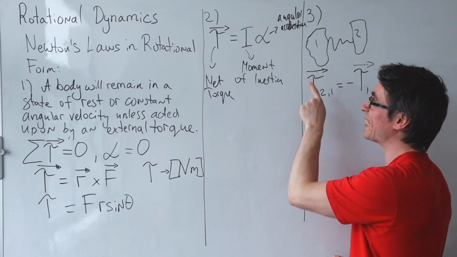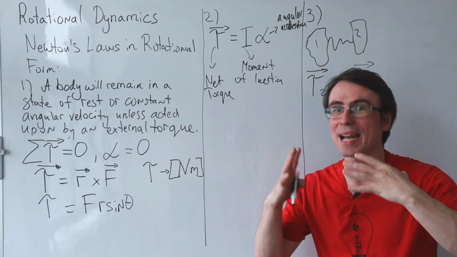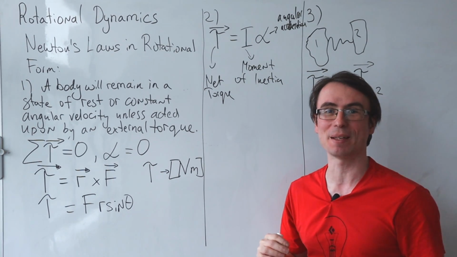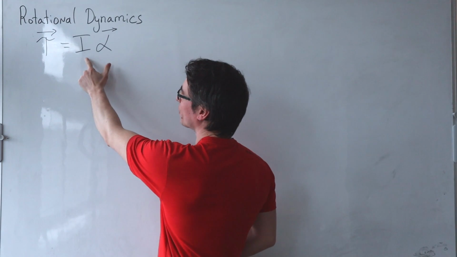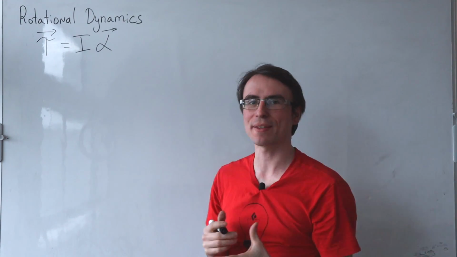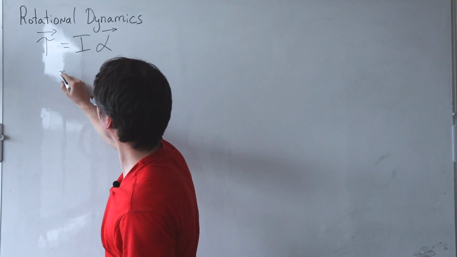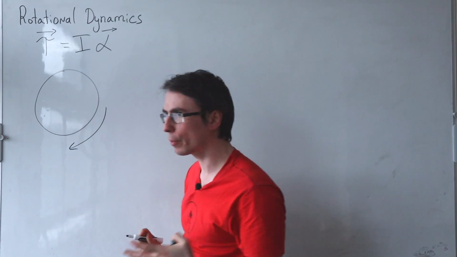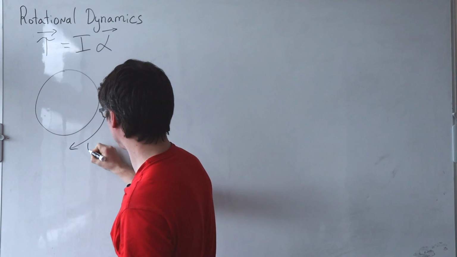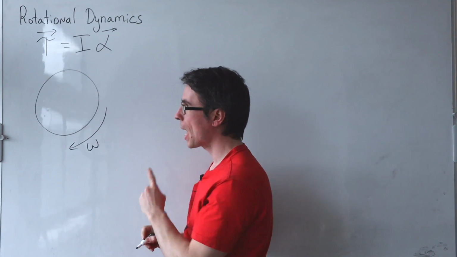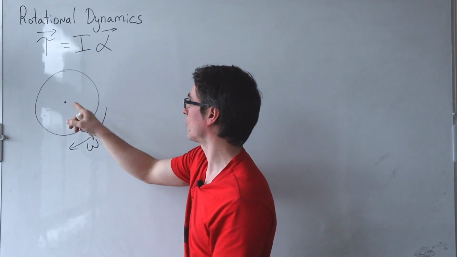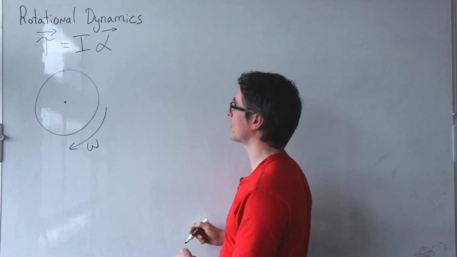Now, let's explore this deeply, because this is an excellent exercise in integration that comes up a lot in Physics Olympiads. Let's explore this quantity, the moment of inertia, even further. So let's consider a disk, and we're going to spin this disk with a constant angular speed omega, around this axis of rotation, basically around its center.